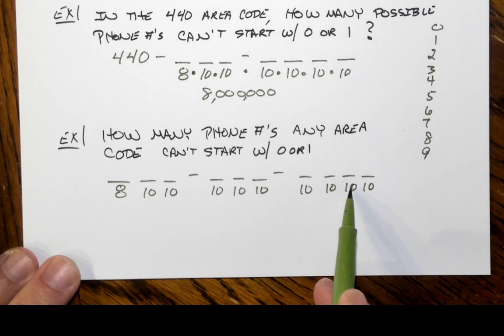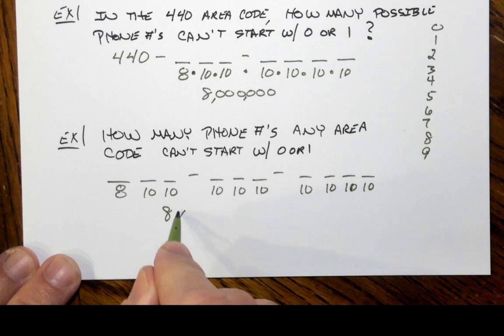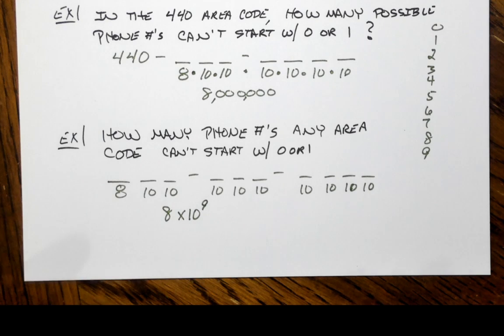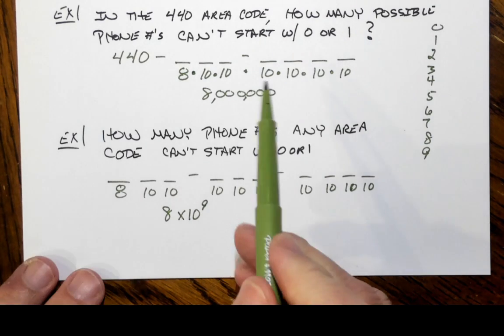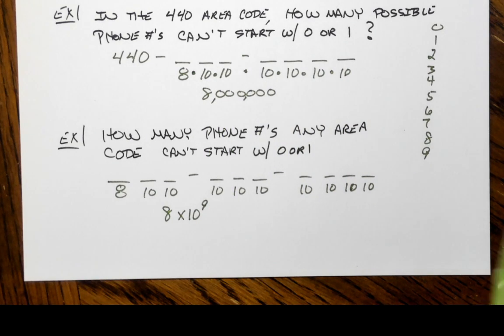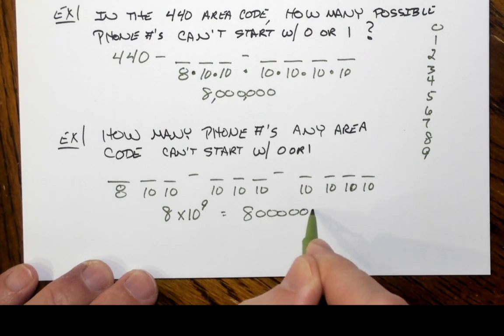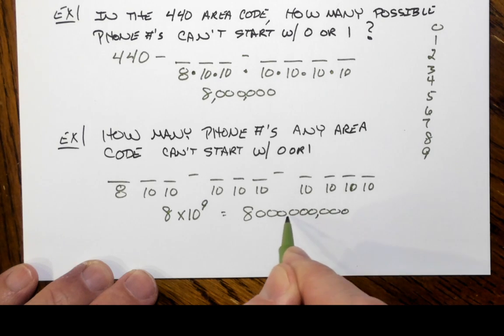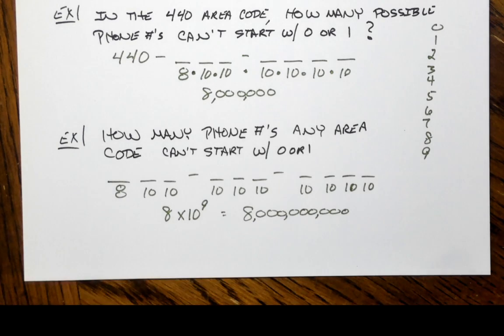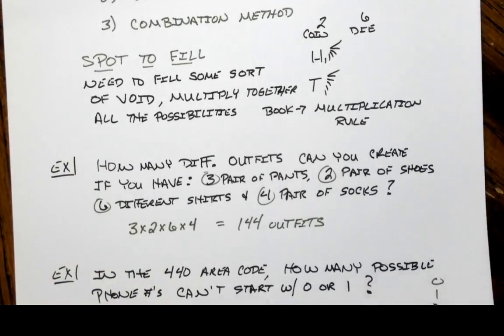1, 2, 3, 4, 5, 6, 7, 8, 9. 8 times 10 to the 9th power. We had 1, 2, 3, 4, 5, 6 there. If you will. So with the stipulation, we can't start with a 0 and we can't start with a 1. Okay. A couple more things here dealing with this. Let's see what we can come up with.